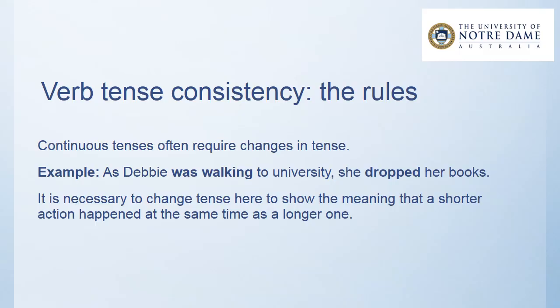So the short action happened at the same time as the longer one. She was walking, and while she was walking, she dropped her books. In this case, we have to change the tense to make that meaning clear, that they happened at the same time.